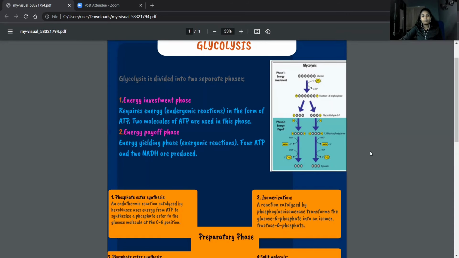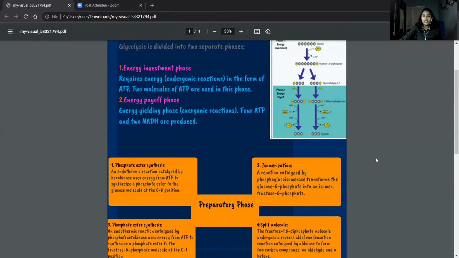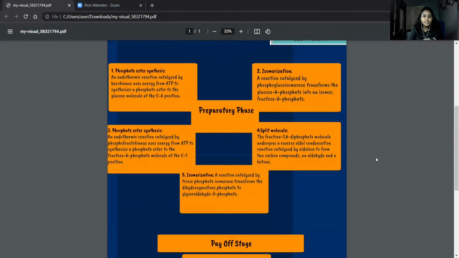So that is the energy investment phase. We have 5 steps. First of all, phosphate ester synthesis, an endothermic reaction catalyzed by hexokinase, uses energy from ATP to synthesize a phosphate ester to the glucose molecule at the carbon 6 position.